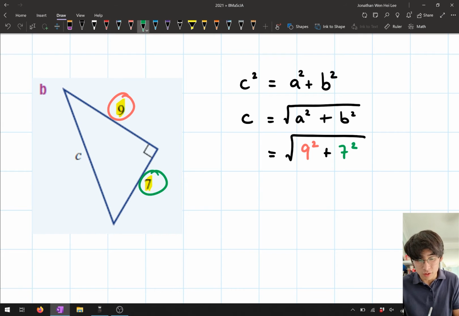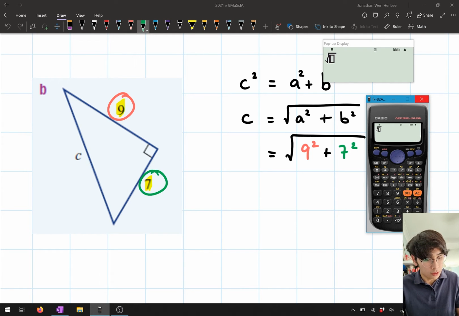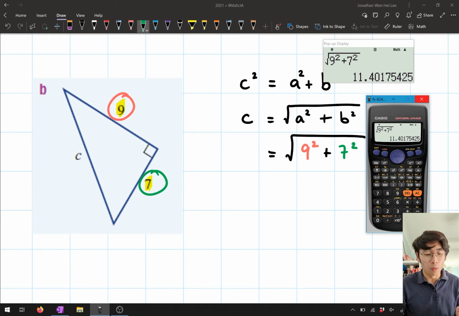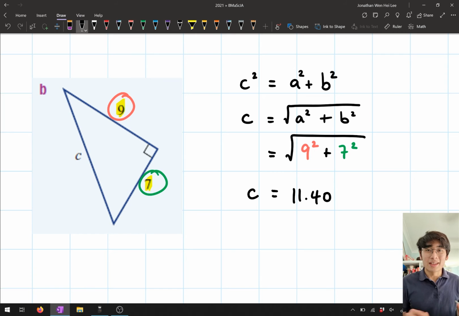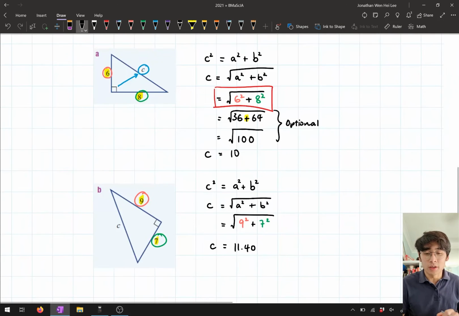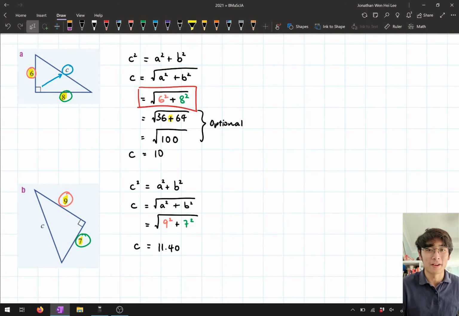Now I can put this straight into my calculator. I can go square root of 9 squared plus 7 squared. So I'm squaring my two numbers, then adding them together, and then taking the square root. So here I get 11.40. I want that to two decimal places, so that's 11.40. So here I'm going to have 11.40.